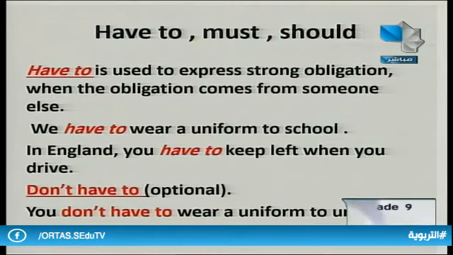Okay, let's start with have to now. What is have to used for? Have to and must actually have almost the same use. Have to is used to express strong obligation, and also must is used for strong obligation. But there is a difference between must and have to, and I know that a lot of students get confused about the difference between them.